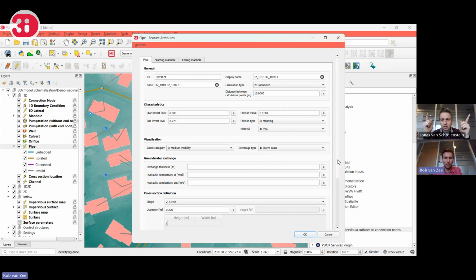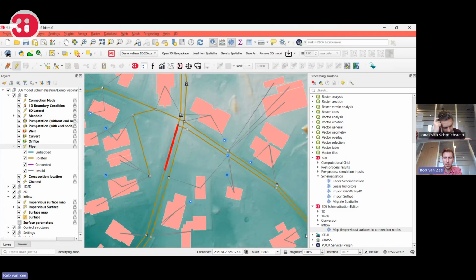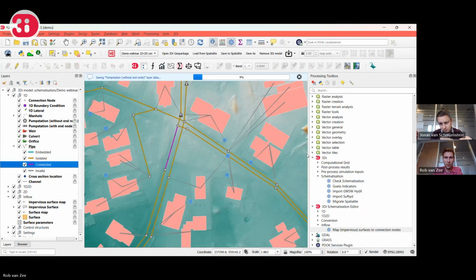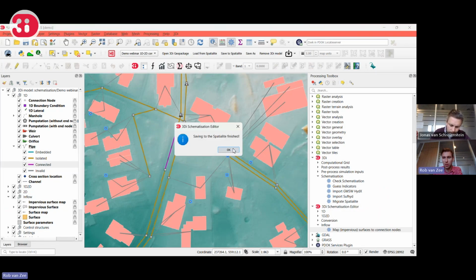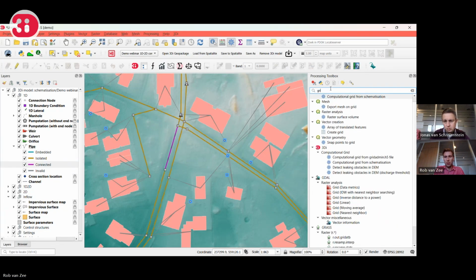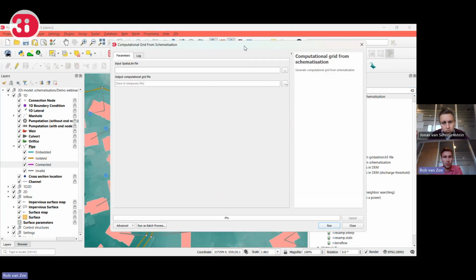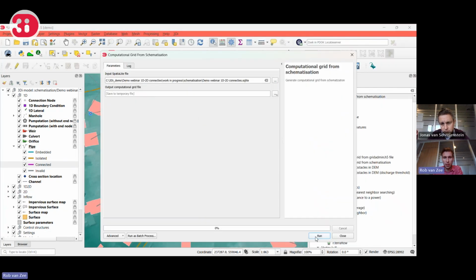So if you want to have extra calculation points, with an exchange between the 1D and the 2D, you simply make this distance smaller, and then it will automatically be a 1D-2D connection in 3Di. Can you even show it? So now we made this line connected, save it to Spatialite. And then we're going to regenerate a grid again. And then you can see a lot of extra connections will be made from the pipes to the 2D grid. So here we go again.